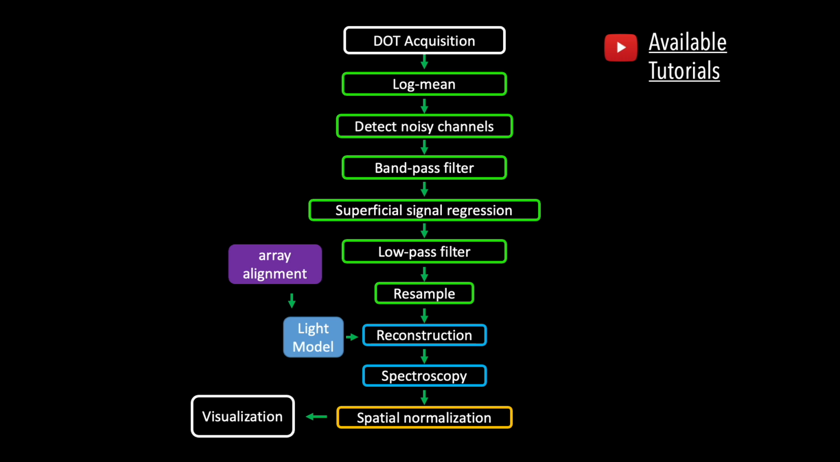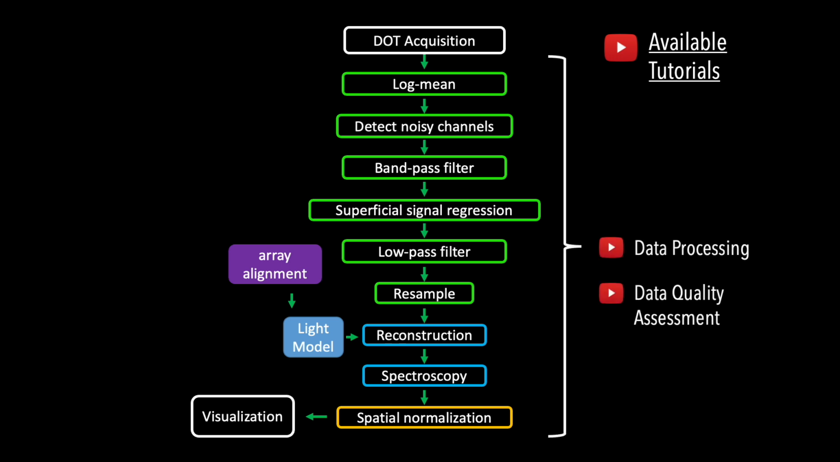The NeuroDOT tutorials are organized around the operations that appear in this flowchart. The data processing tutorial provides a detailed review of the core NeuroDOT workflow, including pre-processing of array data, use of a light model to obtain a regularized reconstruction, and application of spectroscopy and spatial normalization. The data quality assessment is presented in a companion tutorial.